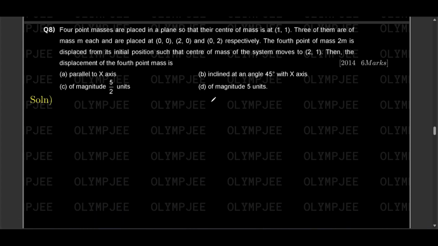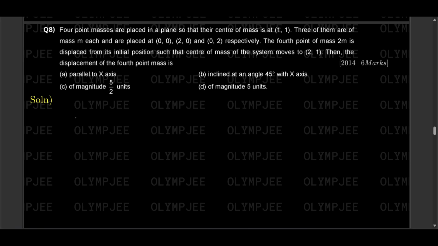Moving on to question 8, it says that 4 point masses are placed in a plane so that the center of mass is at 1, 1. 3 of them have mass m each and are placed at 0, 0, 2, 0 and 0, 2 respectively. So the fourth point has a mass of 2m, and it is displaced from its initial position such that the center of mass has changed and it moves to 2, 1. So let us write the initial center of mass.